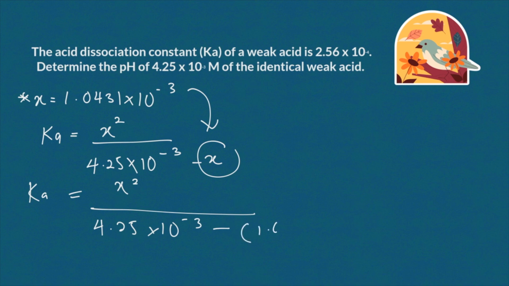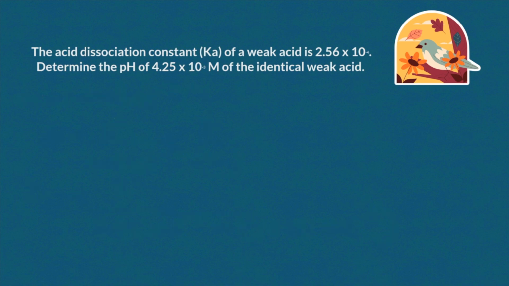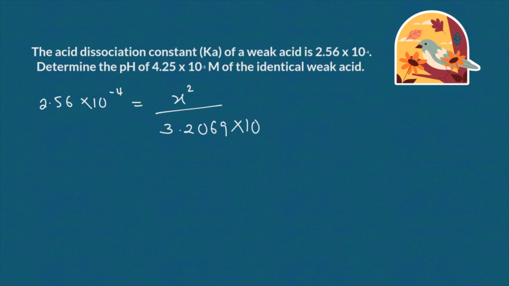minus 1.0431 times 10 to the power of negative 3. In other words, because you were given the value of your Ka, 2.56 times 10 to the power of negative 4 is equivalent to x squared divided by 3.2069 times 10 to the power of negative 3. Because I've already subtracted the value of x, you will get this value.